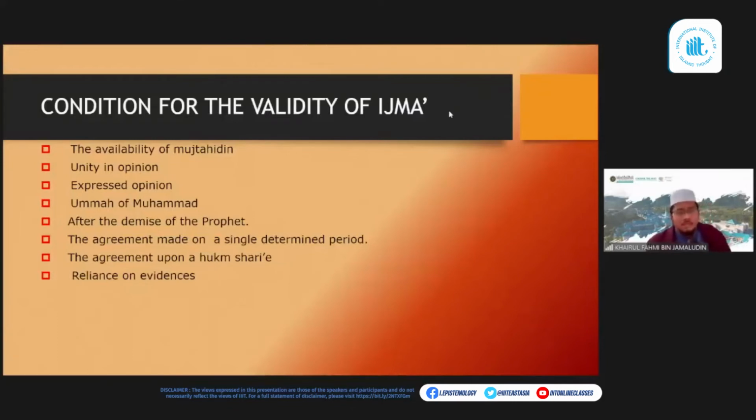If I say this is ijma on medicine, or ijma on science issues, or ijma on biology issues, it is not ijma according to our definition here. And last but not least, reliance on evidence. Of course, ijma must also rely on evidence from Quran, Sunnah, and other types of sources. If it fulfills all of these requirements, all of these shurut, then it will be a valid ijma.